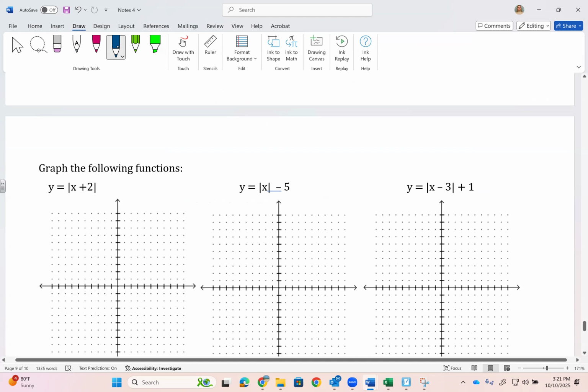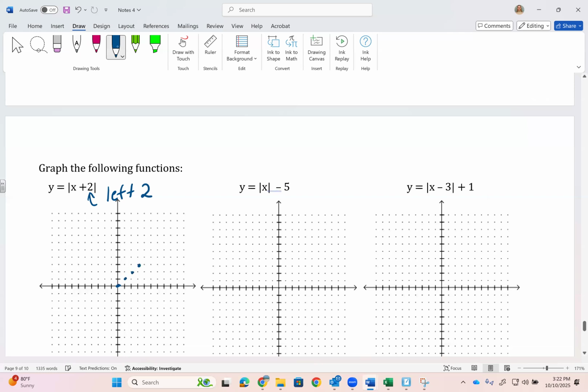Okay, so if we look at this graph right here, this is x plus 2. Do you see it's by the x? This is going to be left 2. Okay, so our normal graph is up one, right one. Okay, up one, left one, right here.